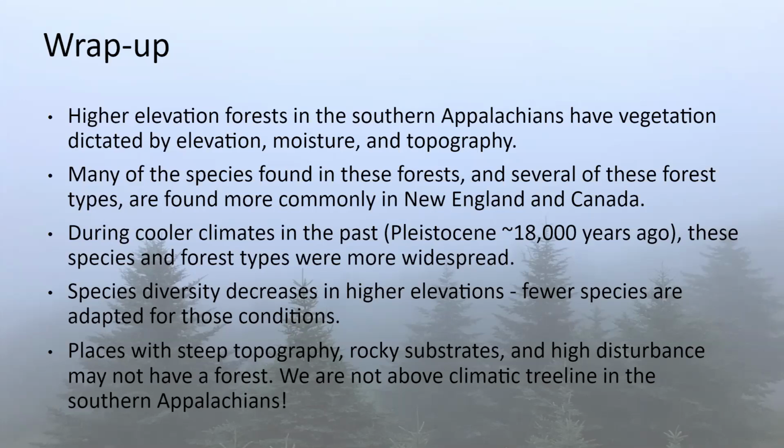We also find that there are patterns of species diversity. As you get to the higher elevations, you're going to see fewer species. They're just not adapted for the harsh conditions that are found at those summits. And then you can also have examples of places that have very steep topography, rocky substrates and not very much soil, high disturbance like ice and high winds during winter storms. These are places that may not end up having forest, right? So they're open for various reasons, but not because we're above tree line. So in the Southern Appalachians, we are not above tree line. The Southern Appalachians were never glaciated. That's something to keep in mind as you try to sort through and understand these forests.